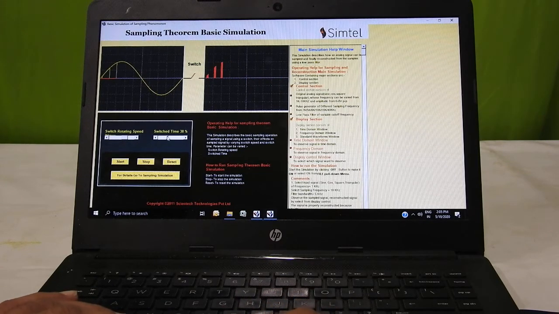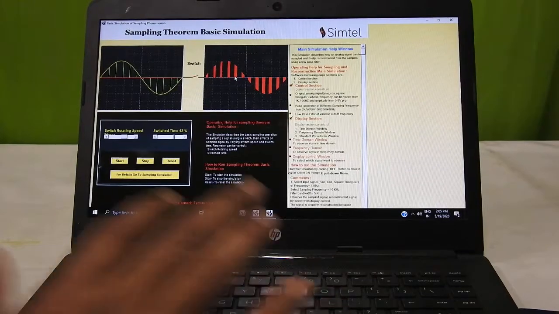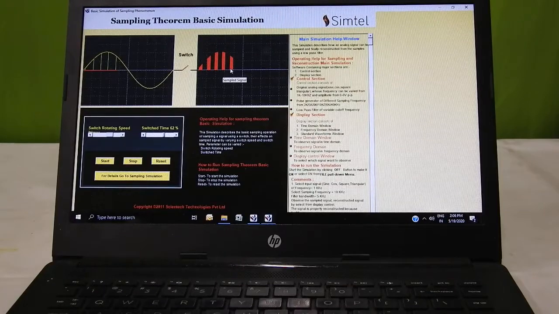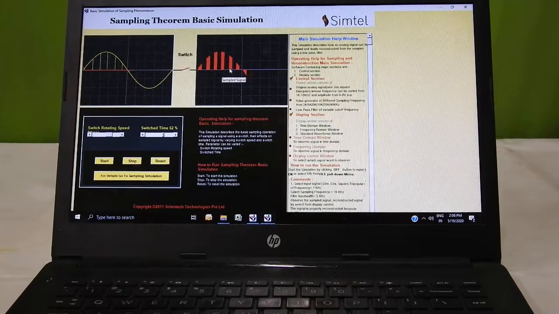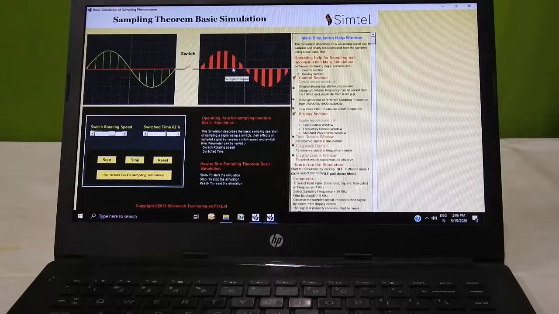If I increase it further, you can see that now the samples have much more width, so definitely the area under the curve is more, so the power content of the sample is more. Now this has a very important role in sampling and reconstruction.